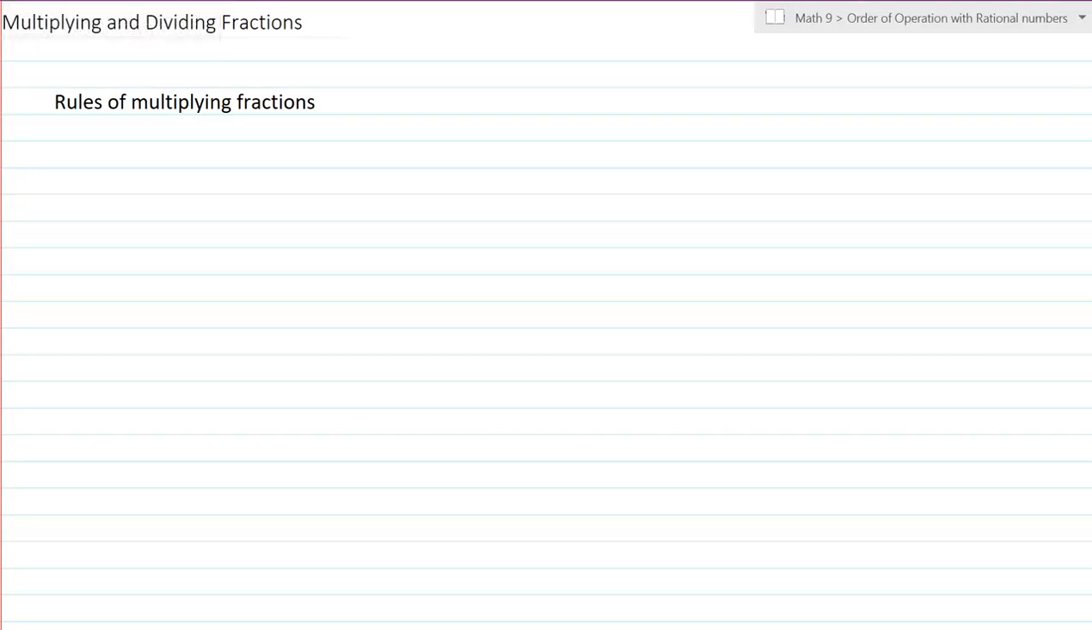Alright, so in this lesson we're going to deal with multiplying and dividing fractions. Okay, first let's look at the rules of multiplying fractions. And basically we call it rules, but really it's not. It's the same as addition and subtraction of the regular integer numbers.